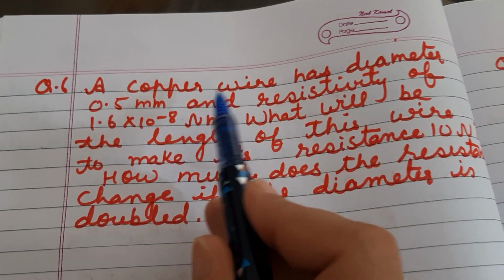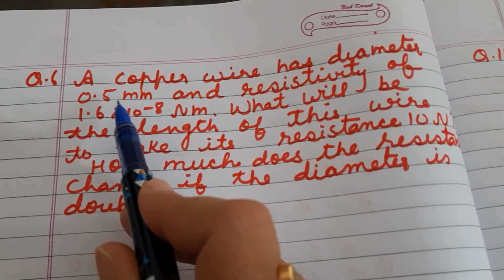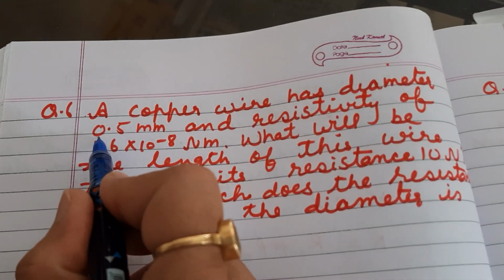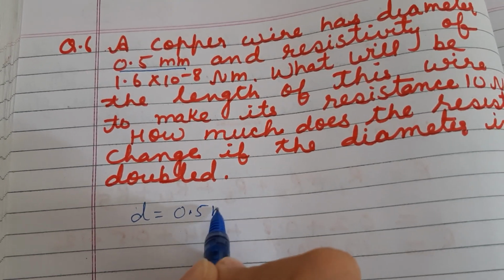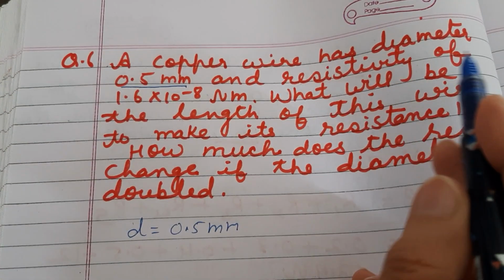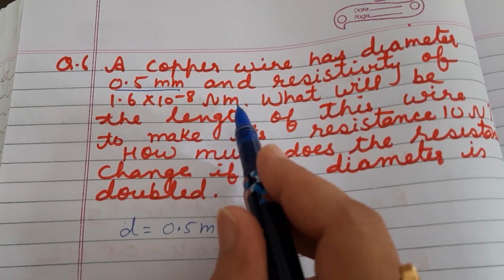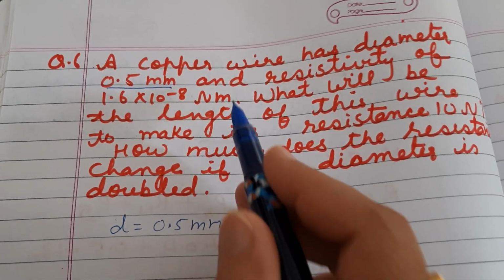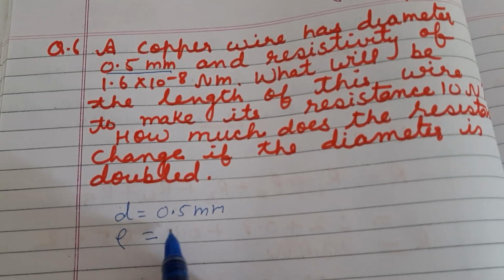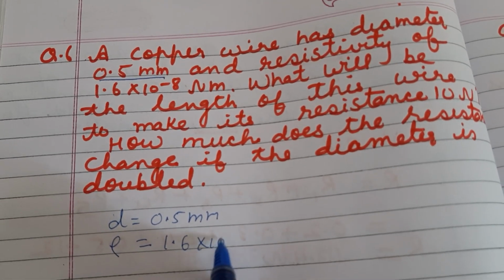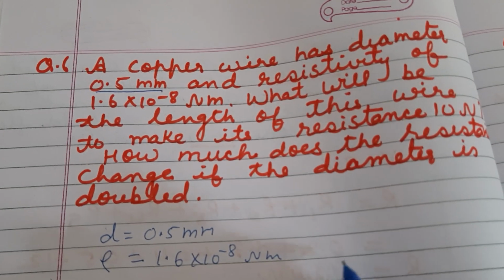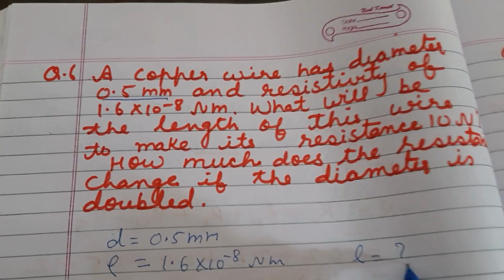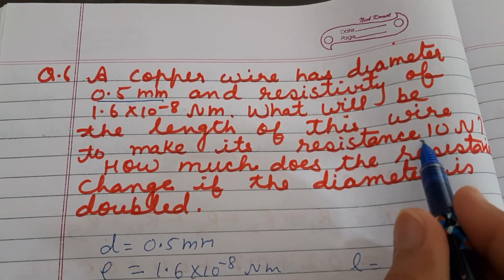Next exercise question is, a copper wire has a diameter of 0.5 millimeter. So it is having a diameter of 0.5 millimeter and resistivity of 1.6 into 10 raised to power minus 8 ohm meter. So resistivity is equal to 1.6 into 10 raised to power minus 8 ohm meter. What will be the length of this wire to make its resistance 10 ohm?